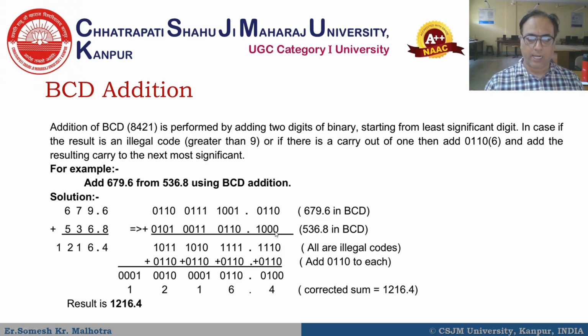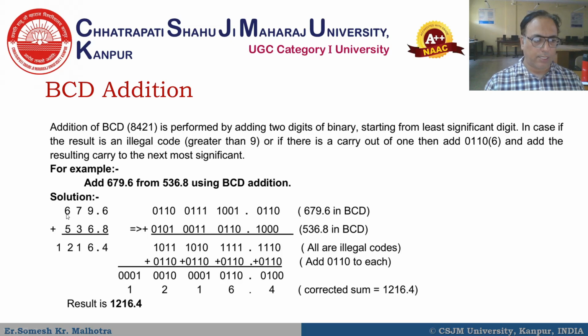If there is any carry out, then also you add 0110, or if it is an illegal code, then also we add 0110 to each and every group, each and every digit which is converted to binary code, and add the resulting carry to the next most significant digit. Okay, now let us understand it with an example.